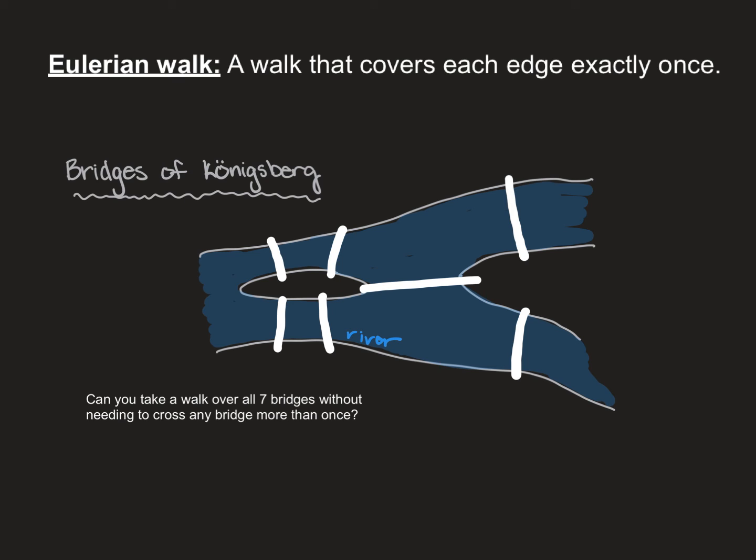And at long last, we are now at the Eulerian Walk, created by a dude named Euler. And this is basically a walk that covers each edge, and that's going to be super important, exactly one time. I probably should have used my highlighter there. There we go. And this actually came about because of a very famous problem called the Bridges of Königsberg.